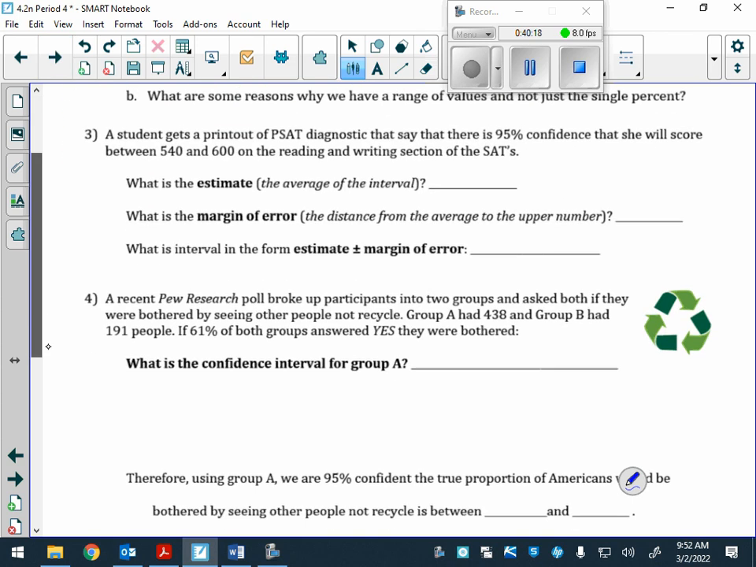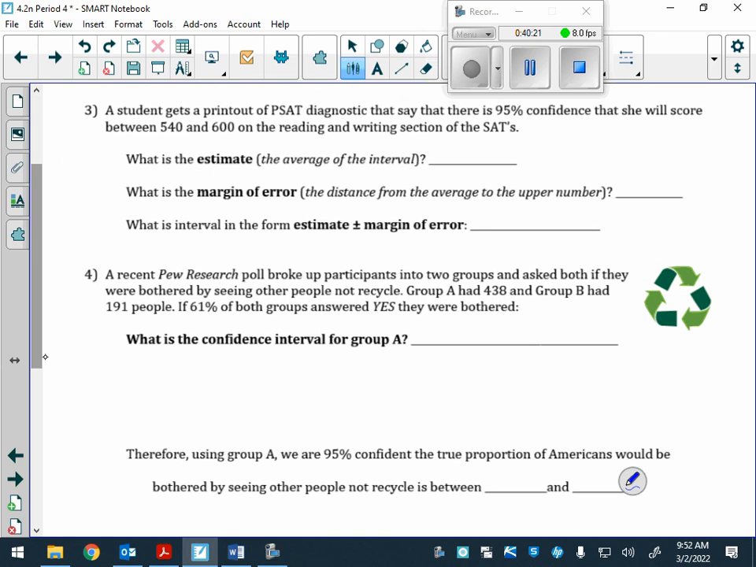So now, a student gets a printout of PSAT diagnostic that says they are 95% confident that she will score between 540 and 600 on the reading and writing section. Okay, what is the estimate? So in parentheses there, it's the average of the interval. So what is the middle of the road between those two scores? 570. And we get that from 540 plus 600.